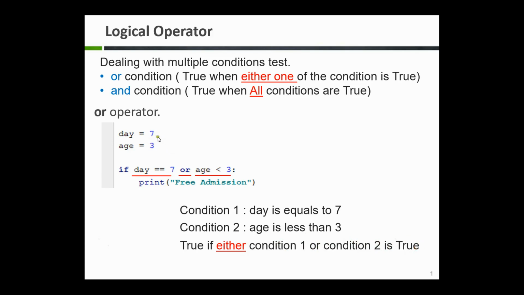Look at this example. Day is 7, so day equals 7 returns true. Age is 3, so age less than 3 returns false because 3 is not less than 3. With an OR, it returns true because the OR operator returns true when either one condition is true. As long as one of the conditions is true, it returns true. You will see free admission printed.